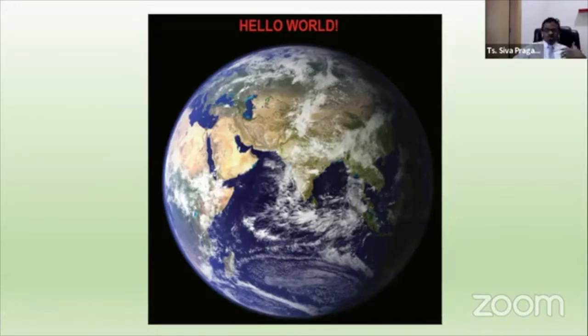It is so unique. It's got clouds. It's filled with water, right? More than 70% of the Earth's body is actually filled with water. And the environment is so conducive for life thriving on Earth.